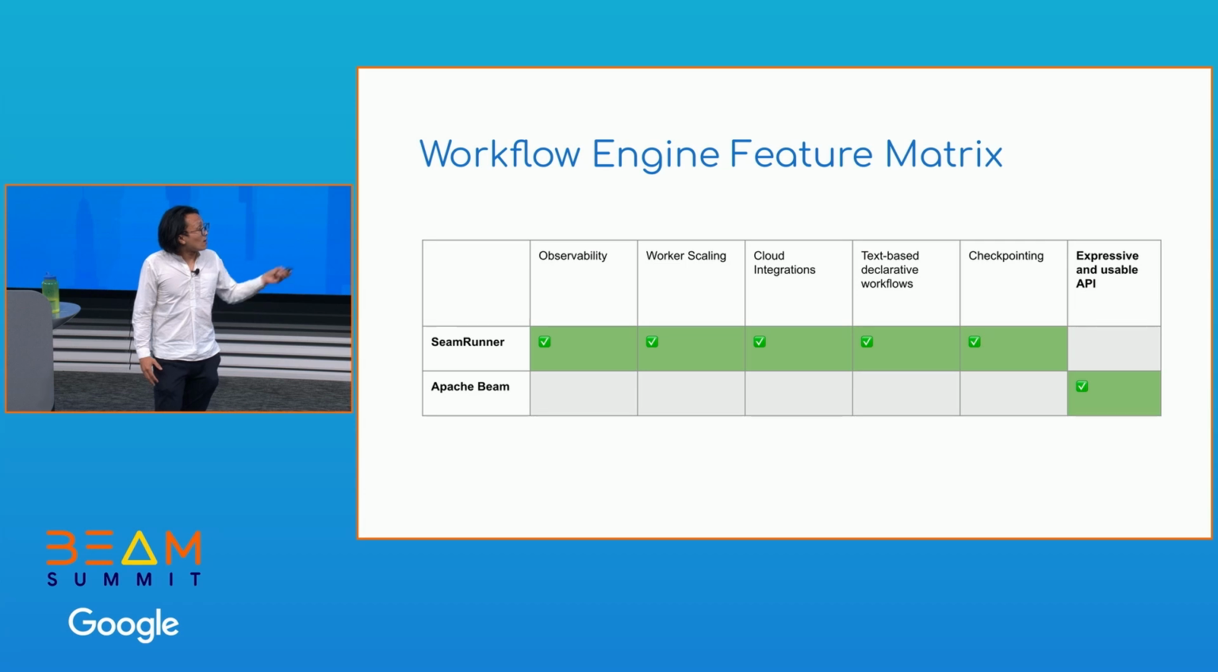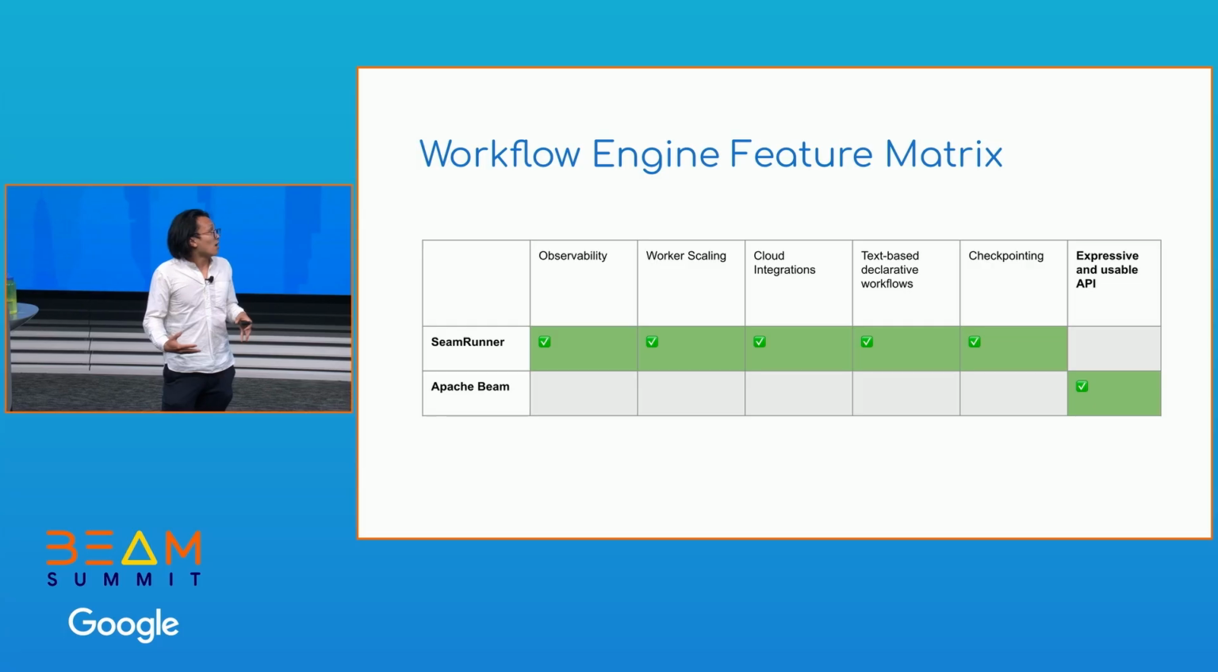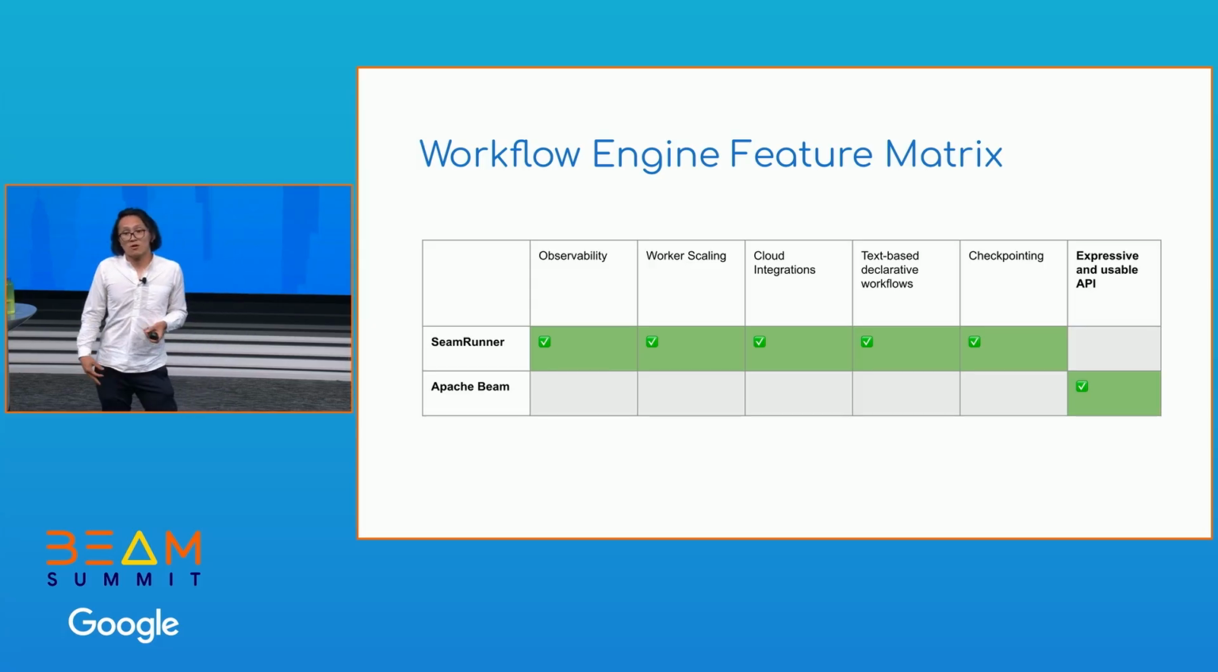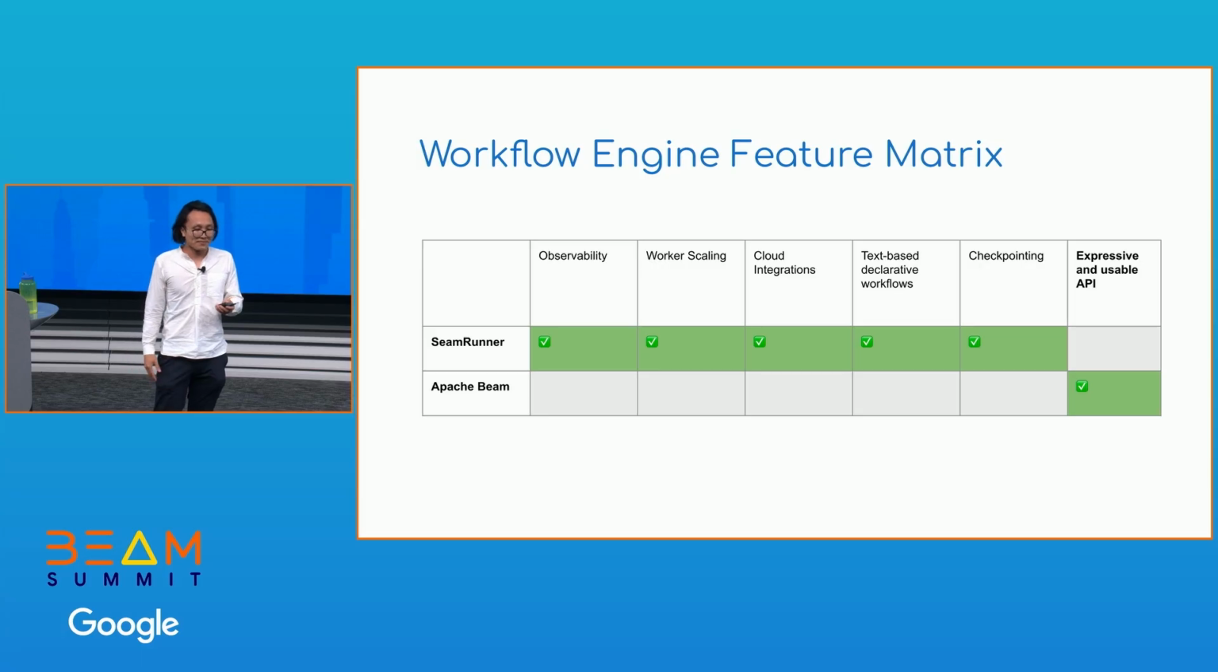The Seam Runner has all of the same features as our old workflow engines, but all implemented in one place, while just outsourcing the usable API from Apache Beam. And of course, the really nice thing is if we later decide that the Seam Runner doesn't have the features that we need and we want to go totally on cloud, then we could just use Dataflow or come up with another option or use Flink, et cetera.